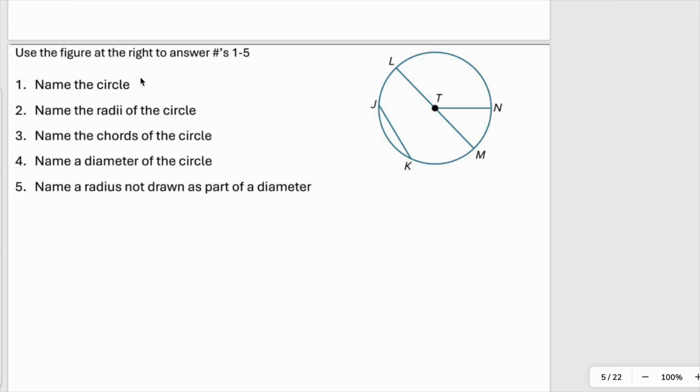So naming the circle, you can just name it circle T. You can even do the circle symbol with the letter T. Name the radii of the circle. There's lots here, so we can do TL, we can do TN, and then we can also do TM. The chords of the circle are going to be JK, and then you can also do chord LM. LM is also going to be the diameter of the circle, and then a radius not drawn as a part of the diameter, we'll say that would be TN.